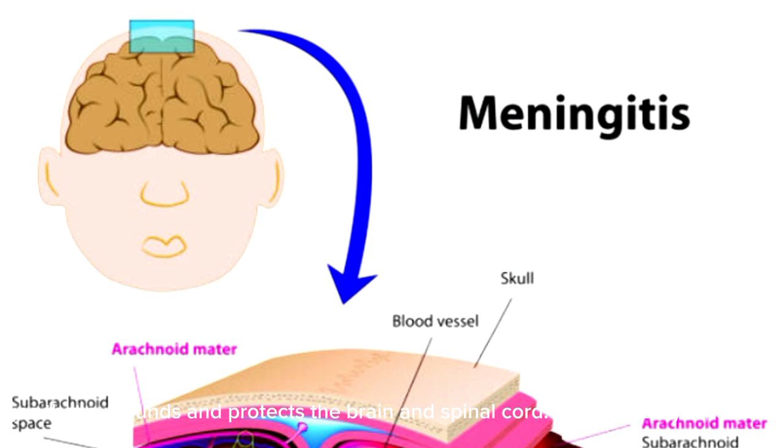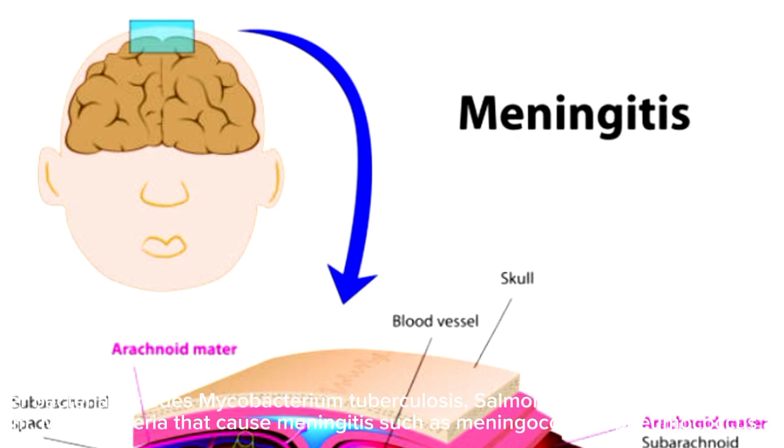Bacterial meningitis is an inflammation of the meninges that surround and protect the brain and spinal cord. It is caused by a bacterial infection and is a life-threatening situation, and so a medical emergency. The main bacteria that cause meningitis are Streptococcus pneumoniae, Haemophilus influenzae, Group B Streptococcus, and Escherichia coli. Other bacteria include Mycobacterium tuberculosis, Salmonella, Listeria, Streptococcus, and Staphylococcus.